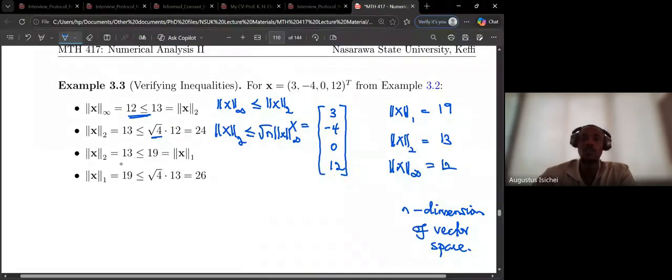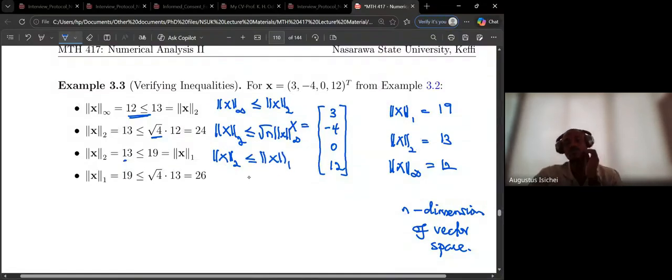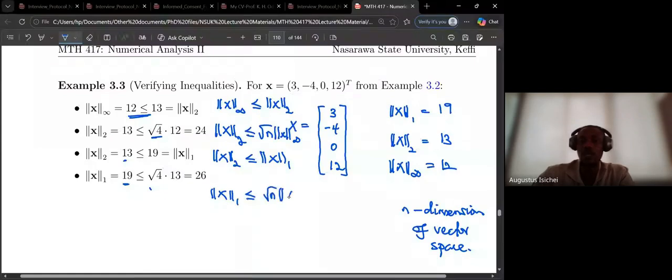Then the third equivalent statement is that the Euclidean norm, which is 13, is less than 19. And what's 19? L1. This one tells us that the Euclidean norm is less than or equal to the L1 norm. Then finally, this tells us that the L1 norm is less or equal to the square root of n times the Euclidean norm. That is, the L1 norm is less or equal to the square root of n times the L2 norm.